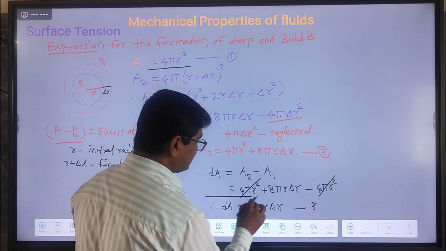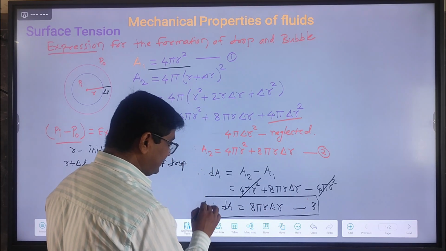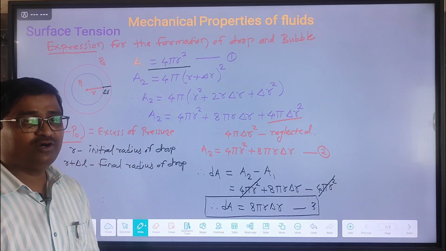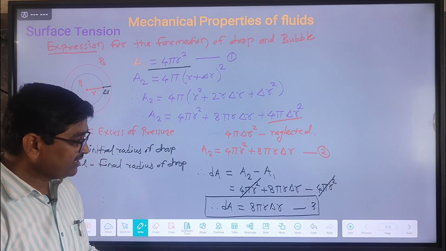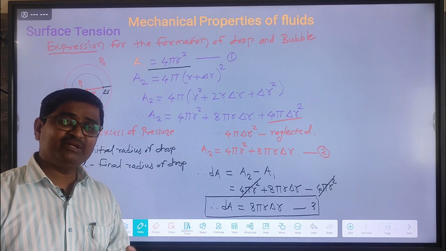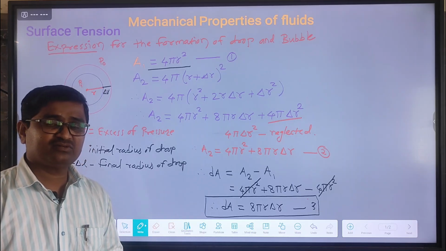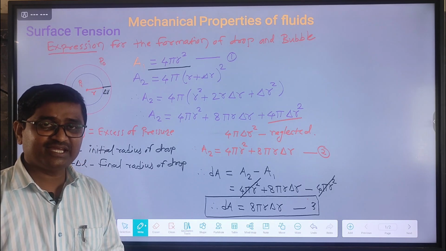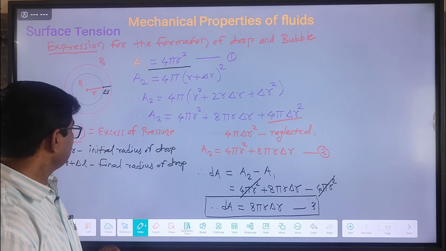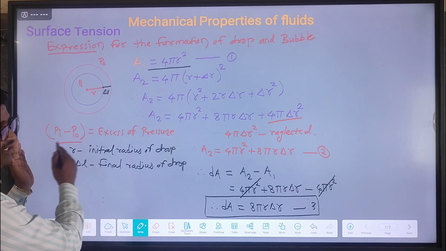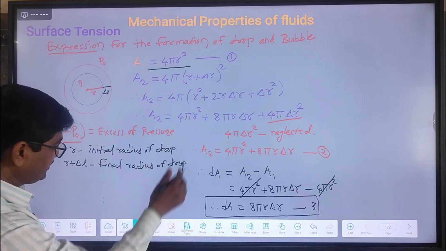Okay, this is our equation number 3, and this equation indicates the total value of change in area. Get it clear? Now we know that if the amount of area is changed, the area increases, so work has to be done. As per the definition of work done, let's find out the work done.